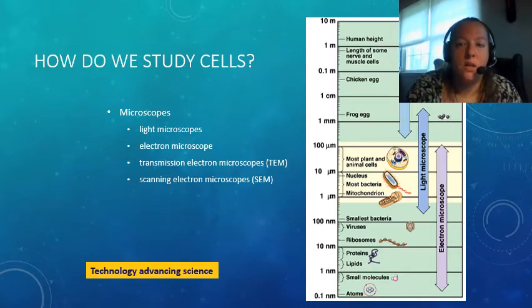So as you see there, we can go from the human to the length of a nerve or muscle cell, to the egg of a chicken, to frog eggs, and all that you can see with your eyes. Anything smaller than that, you either need a light microscope or electron microscope, or these fancy ones, transmission electron and scanning electron.